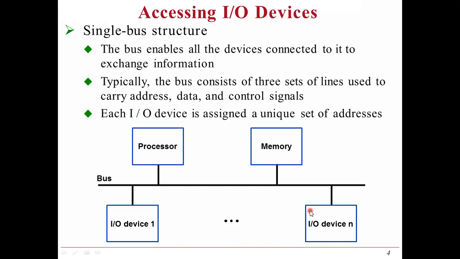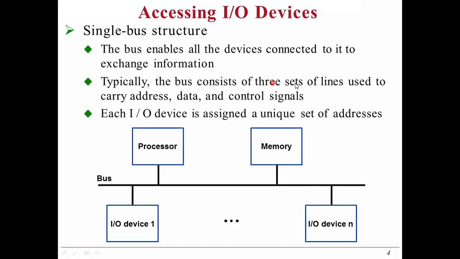If we want to take a printout, then that printer is activated. Suppose if we want to listen to some audio, then speakers are activated. Like that, depending on our requirement, we take that output device and it will be activated. Here we are using a single bus only. The bus enables all the devices connected to it to exchange information.